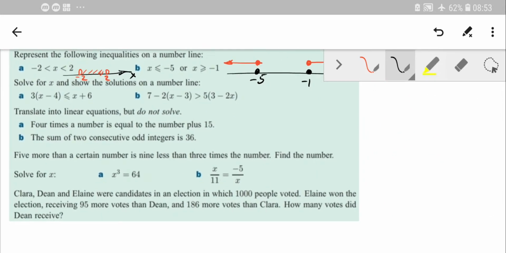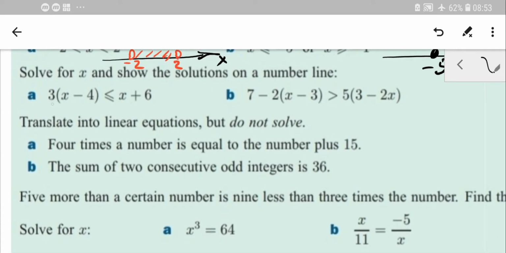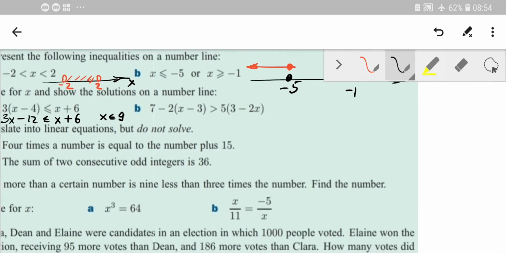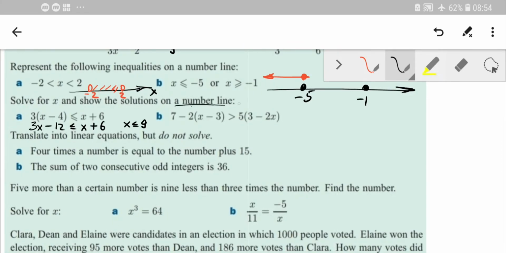Solve for x and show the solution on a number line. We do the same as before. We expand 3x minus 12 less than or equal to x plus 6, from where you have 2x less than or equal to 18, so the result is x less than or equal to 9. Next one, we'll show the solutions on the number line a bit later.